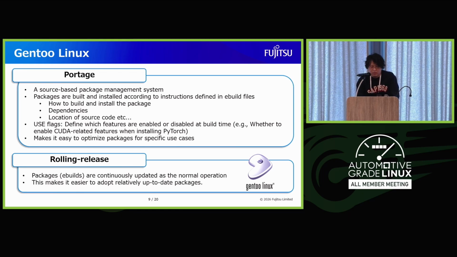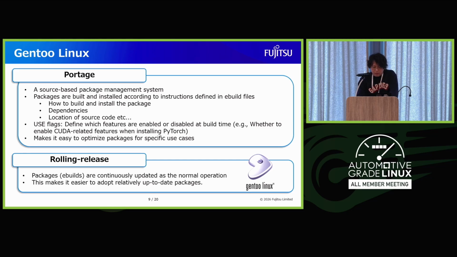As I said earlier, Flatcar is a Gentoo-based Linux distribution. So here I will briefly explain Gentoo Linux. Gentoo has two main features. The first one is Portage. Portage is a source-based package management system. Basically, package source code is downloaded locally, and the package is built and installed on the local machine. The build process follows instructions written in ebuild files.